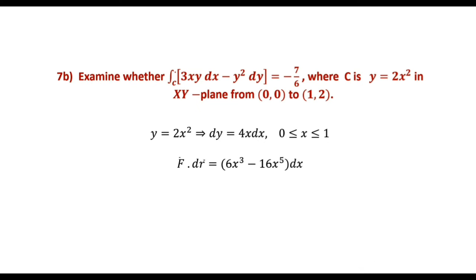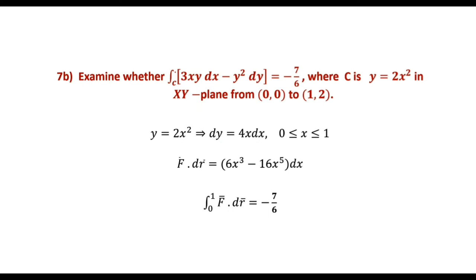Consider F bar dot dr bar. F bar is 3xy i bar minus y squared j bar. dr bar is dx i bar plus dy j bar. Now you can see the resultant integrand F bar dot dr bar, based on y equals 2x square, is 6x cube minus 16x square dx.